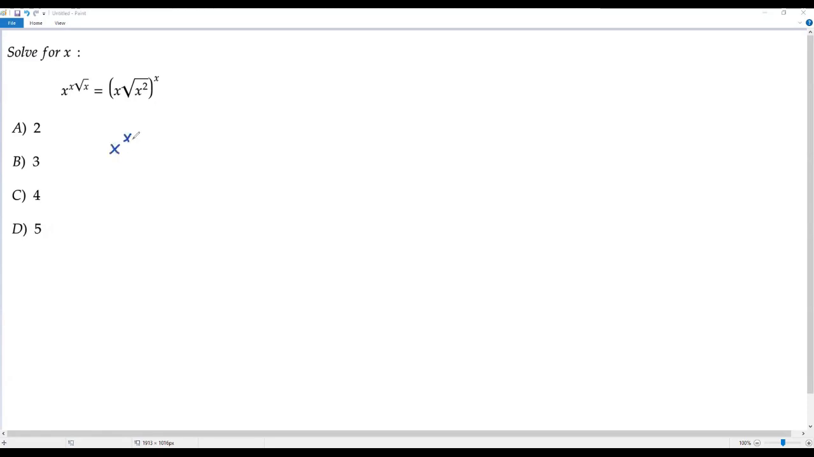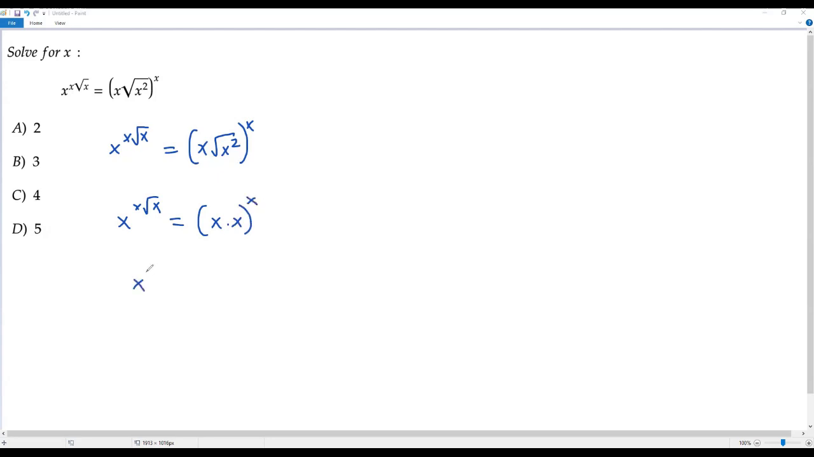It is x to the power of x times square root of x equals x times square root of x squared to the power of x. Okay, now let me keep the stuff on the left side as it is. On the right side, we know that square root of x squared equals x. So we get x times x to the power of x.